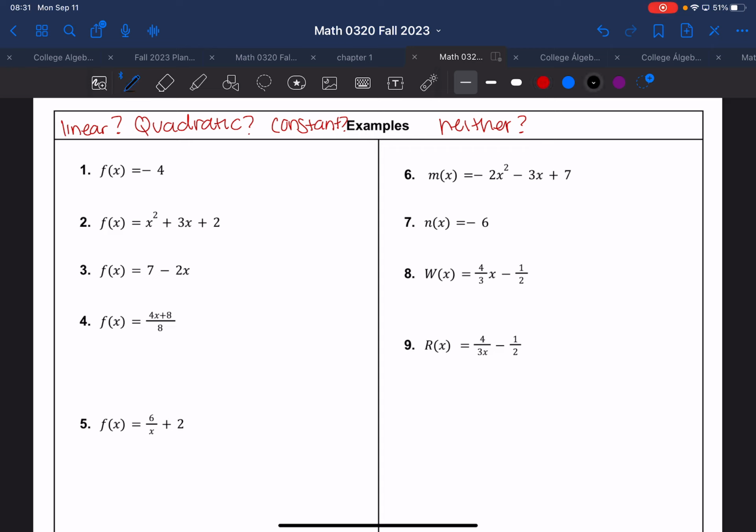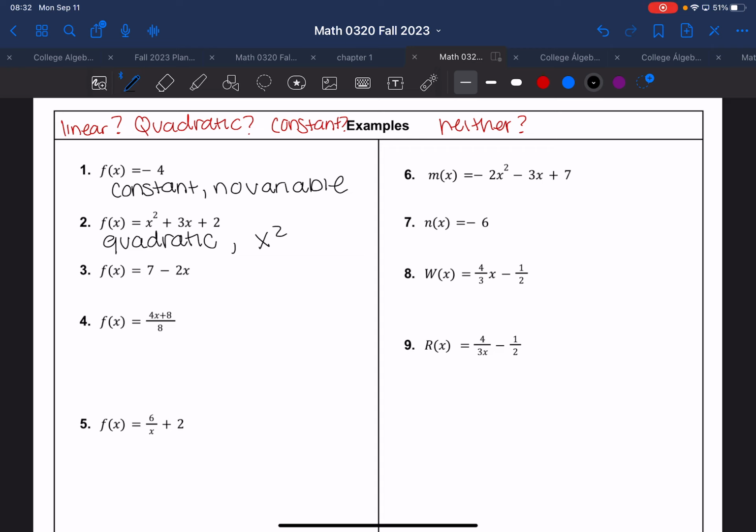So looking at number 1, we have f of x is equal to -4. What type of function is this? Constant. So the reason it's constant is because we don't have a variable there. We don't see a variable. Okay. What about number 2? F of x is equal to x squared plus 3x plus 2. Quadratic, and how do we know? X squared. Good, we know because of that x squared.